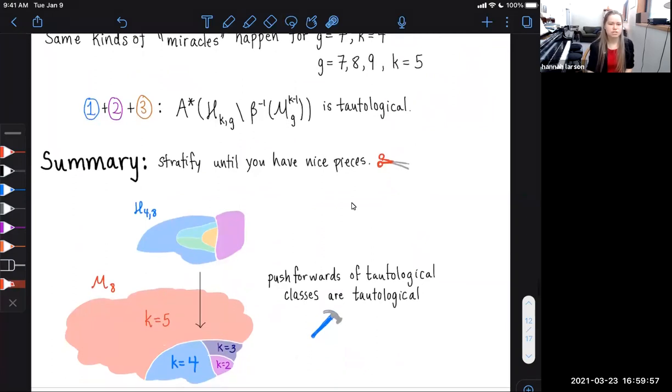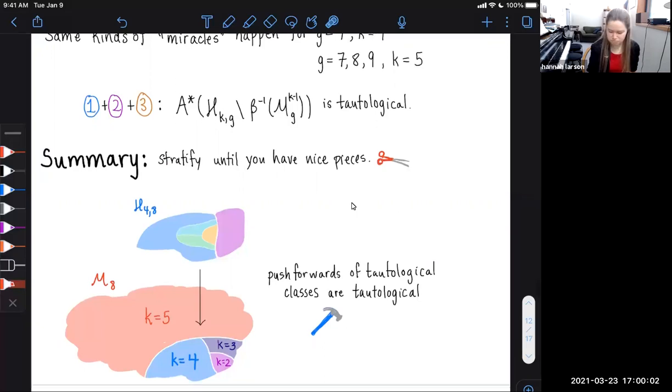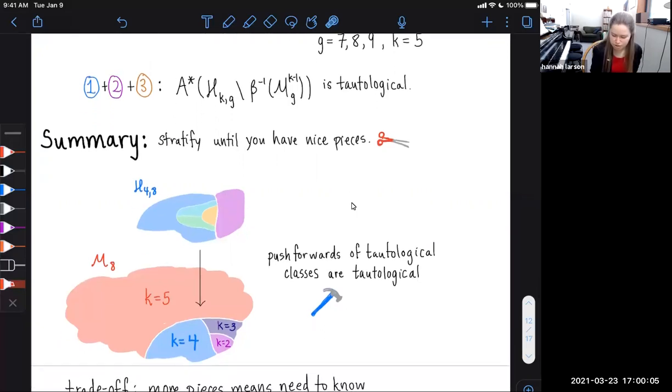A good slogan for this talk might be: stratify until you have nice pieces. So we start off by stratifying the moduli space of curves by gonality, and then we further stratify the Hurwitz space by the splitting types of some associated vector bundles on P1. And the thing that allows us to move from the locus of curves of fixed gonality to the Hurwitz space, which is nicer, is the fact that push forwards of tautological classes are tautological.